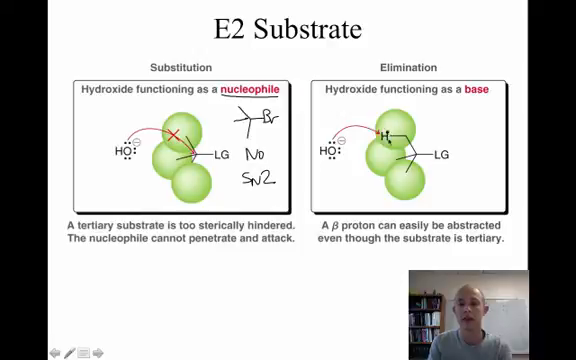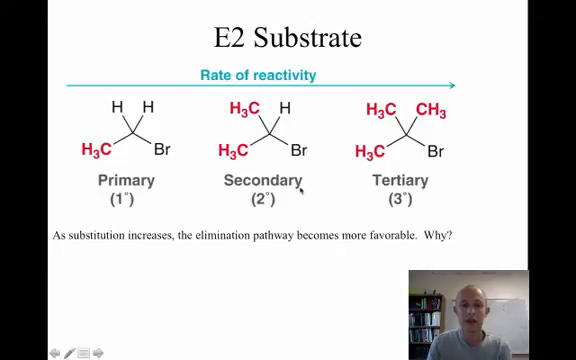Because these hydrogens are on the outside of the molecule, they're much more accessible. This hydrogen is not sterically hindered like this carbon is, so it's very easy for the base to come in and abstract this hydrogen. And what we're going to find is that as you increase the substitution, you increase the rate of reactivity, right?